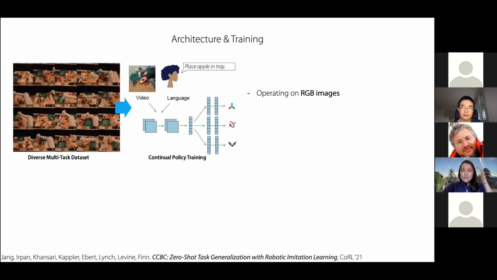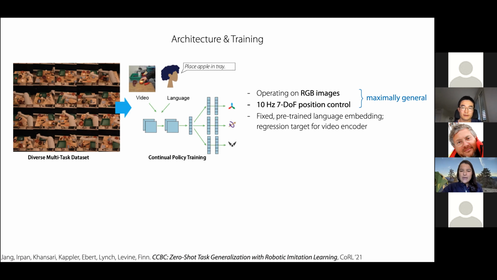The policy is going to operate directly on RGB images. We're going to be doing 10 Hertz 7 DOF position control. This essentially makes the system maximally general. We're also going to be using a fixed pre-trained language encoding. So when we pass this language into the network, we're not going to train directly end-to-end on the language tokens. We're just going to use a fixed embedding of that language. And when we use the video, we're going to try to regress the video onto that language representation of the task. We found that this approach to producing embeddings for the multitask network worked substantially better than trying to do end-to-end training.